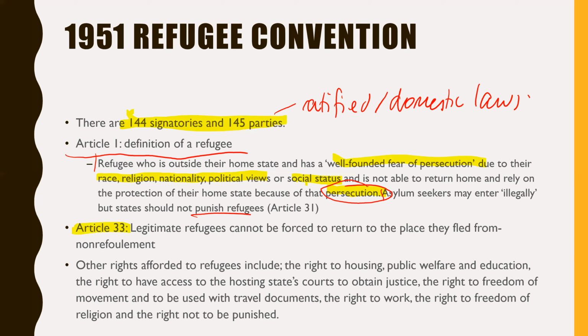There are other rights included in this convention, such as the right to housing, public welfare, education, access to courts to obtain justice, the right to freedom of movement, right to work, freedom of religion, and the right not to be punished. So these basically are all the rights that refugees should have and are the legal obligations that states have to give to refugees. If you're a refugee, this is what you get. If you're being persecuted for the reasons of race, religion, nationality, political views, or social status, you can come and you can receive these things.